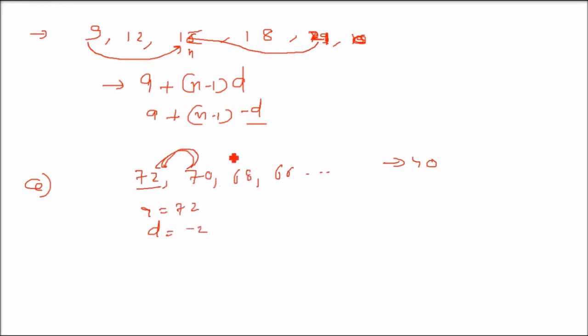Always the difference is 70 minus 72. It will never be 72 minus 70. It is minus 2. So now, what is the nth term? The general term is A plus n minus 1 into D, that is 72 plus n minus 1 into minus 2. And this is going to be equal to 40. Which term is 40? We have to find n here. You solve and get n equal to 17. This is how the question will come. This is the general term.